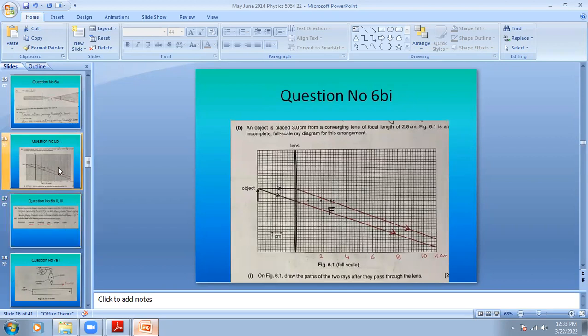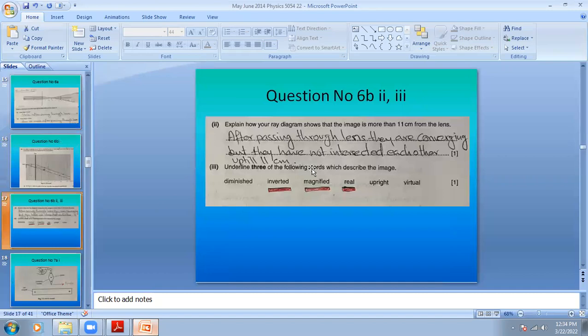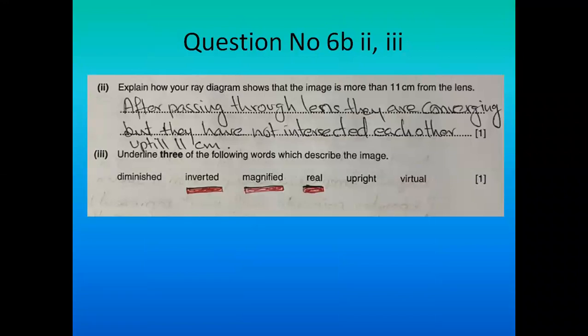And they ask us a very important question here. He says, explain how your diagram shows that the image is more than 11 centimeter from the lens. The reason is that up till 11 centimeter, the lines are coming close to each other, but still they have not intersected. So it means that the image formed will be more than 11 centimeter from the lens. After passing through the lens, they are converging, but they have not intersected each other up till 11 centimeter. They will intersect each other, but after 11 centimeter. Then there was the question to underline 3 of the following words which describe the image: inverted, magnified, and real. Hopefully you understand.